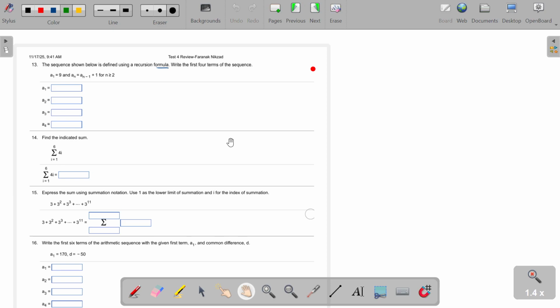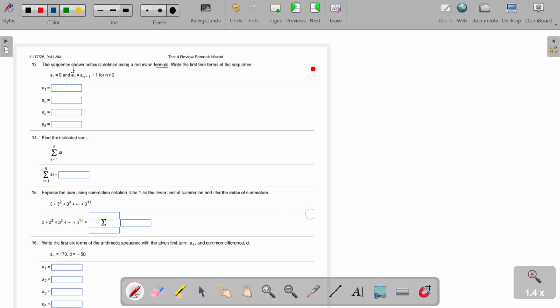Question number 13 is asking us to write the first four terms of this sequence. The first term is A1, and the general term is given as an equals an minus 1 plus 1. If I'm looking at the nth term, that's called an. An minus 1 is going to be the previous term. So this general term means that each term is equal to the previous term plus 1.